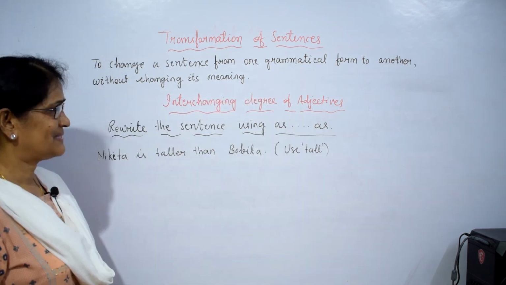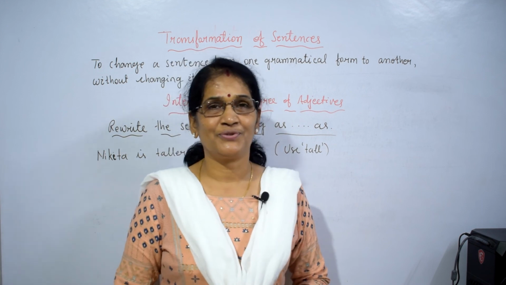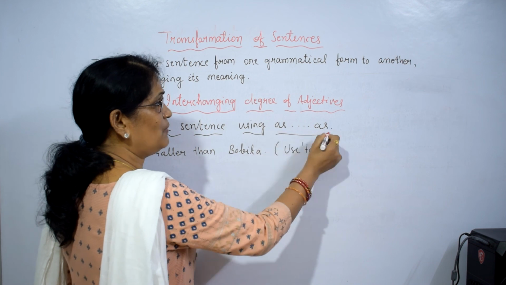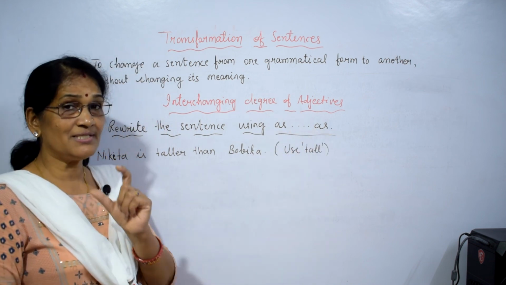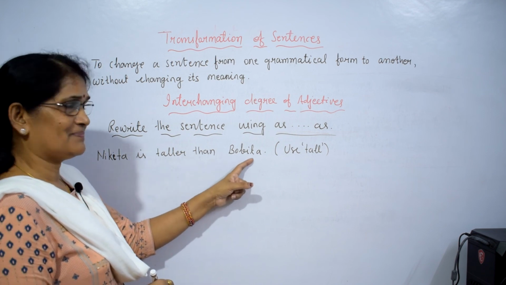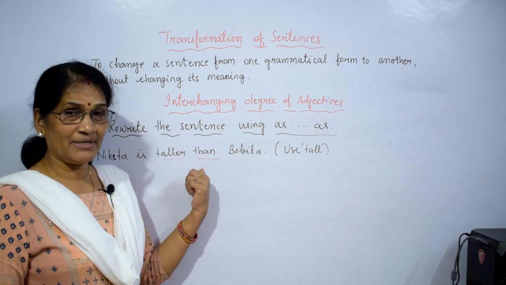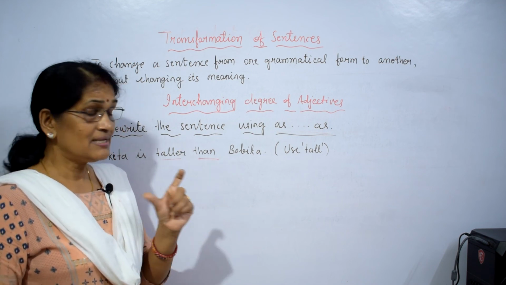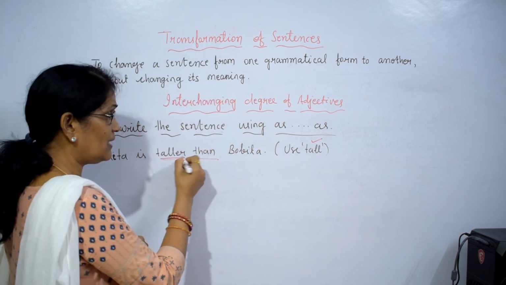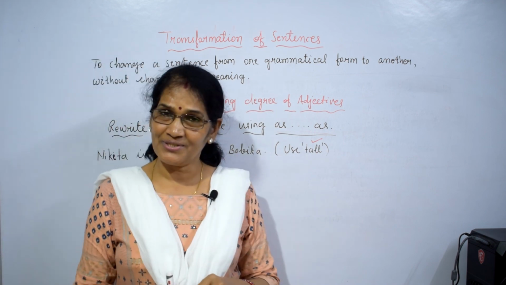I hope you got the concept clear. Before closing, I want to put a question to you. Rewrite the sentence using as...as. You have known where you use as, that is in positive degree. Nikita is taller than Babita. Taller than is in comparative degree. You have to write it in positive degree using the adjective tall. Here used taller, you have to use tall. Write it and put it into the comment box.